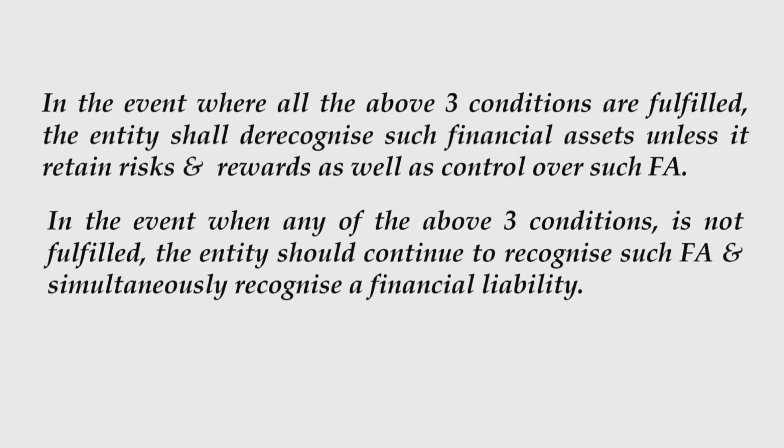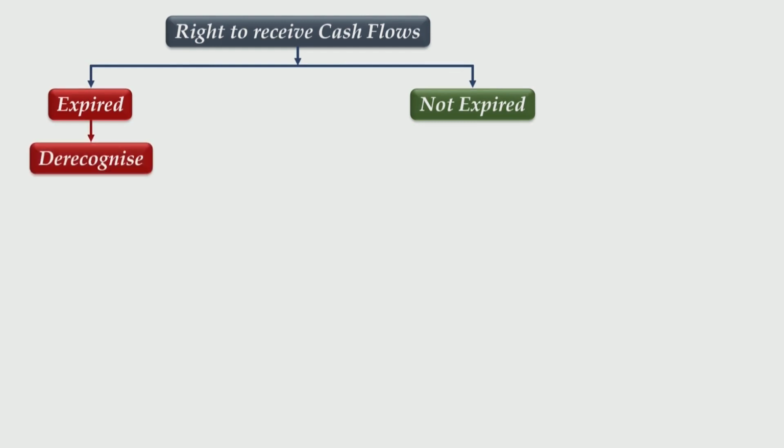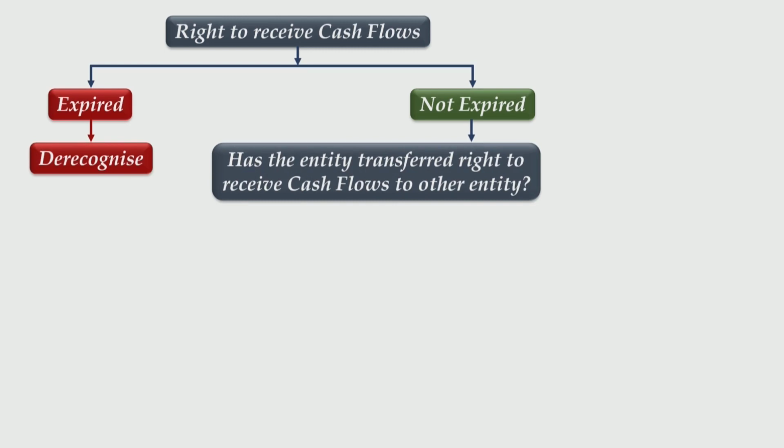Alright friends, you would have finished writing this whole thing. Let us move ahead and try to understand this in a much clearer manner. So the first point that you have to consider is the right to receive cash flows. There can be two possibilities, that such right has expired or not expired. If the right to receive cash flows has expired, simply derecognize the financial asset. If it has not expired, then check whether the entity has transferred the right to receive cash flows to another entity. The answer to this question could be either yes or no.